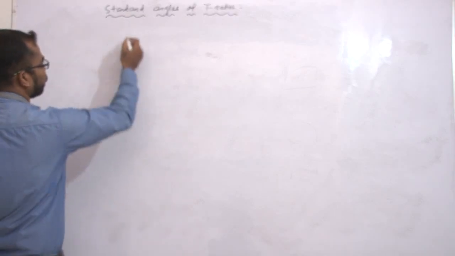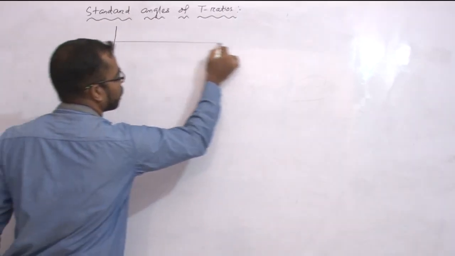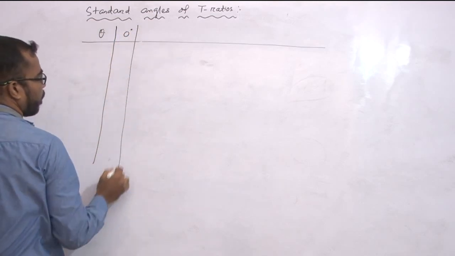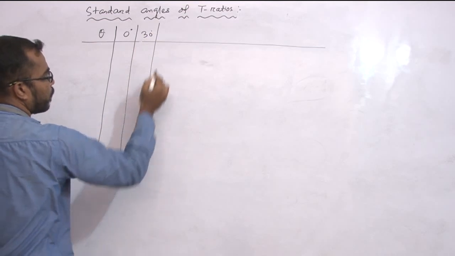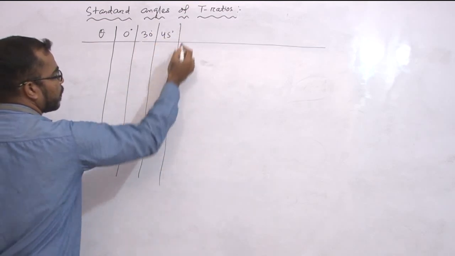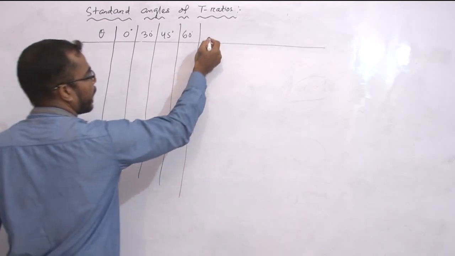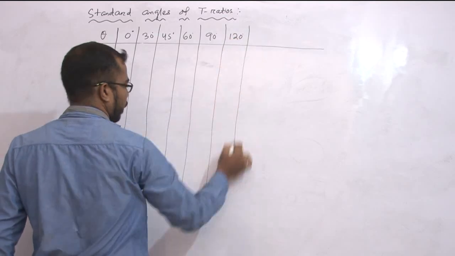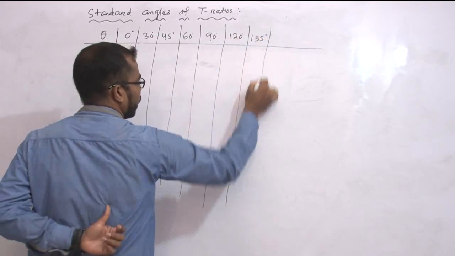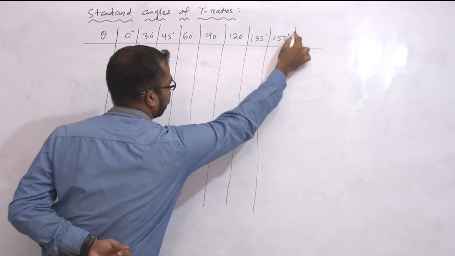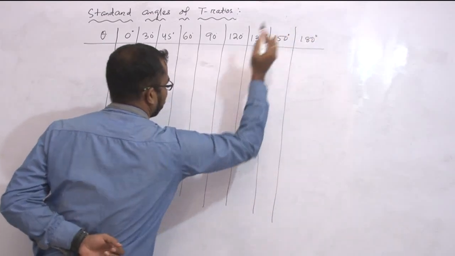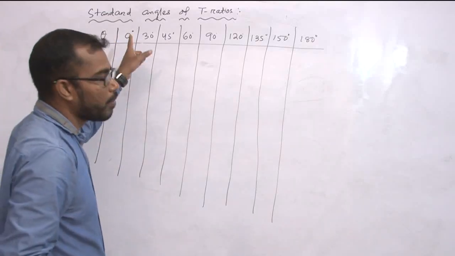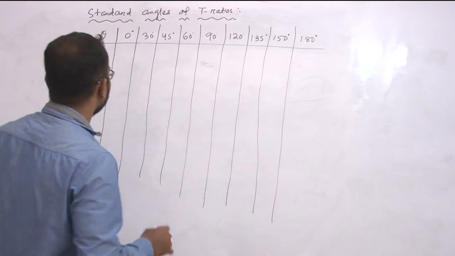Now we take some angles, which can be written as 0 degree, 30 degree, 45 degree, 60 degree, 90 degree, 120 degree, 135 degree, 150 degree, and 180 degree. So it can be written in the form of degrees. It can be written as radians also.